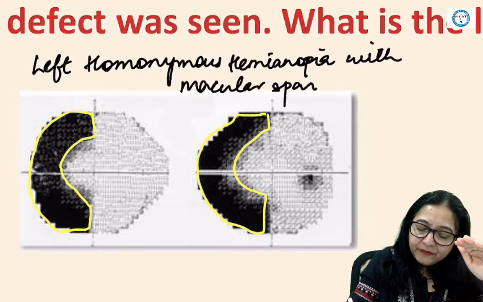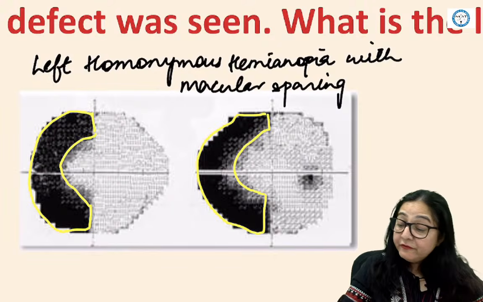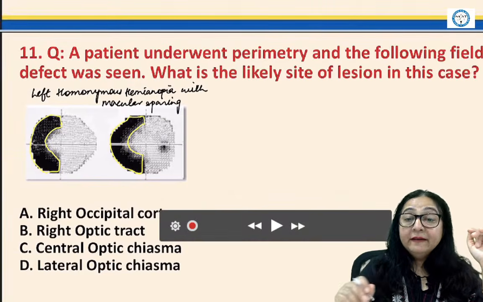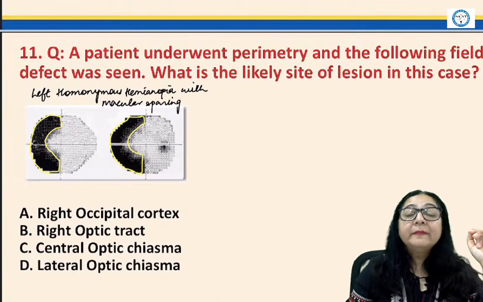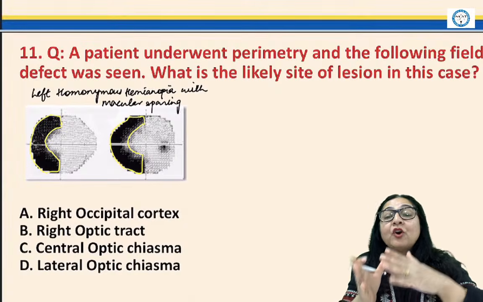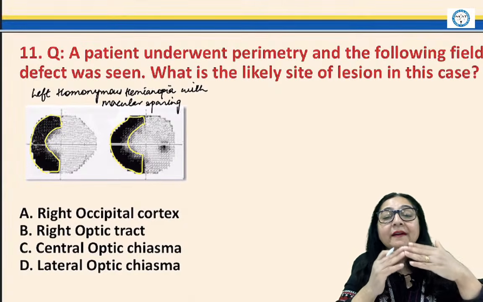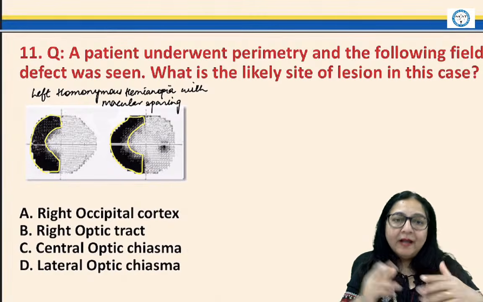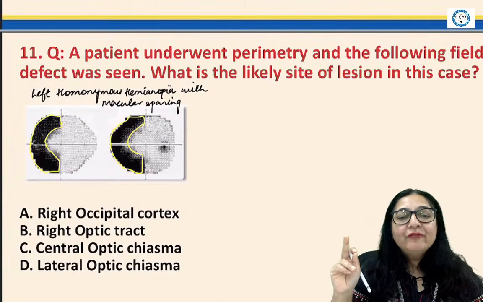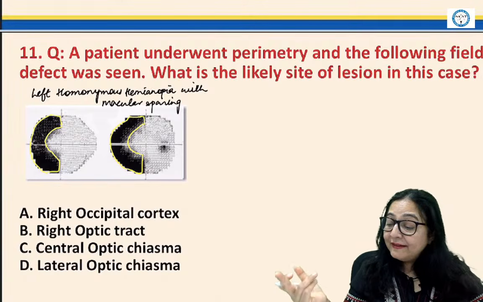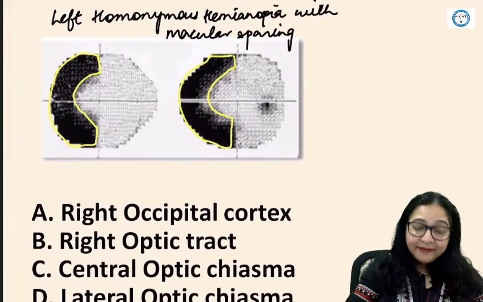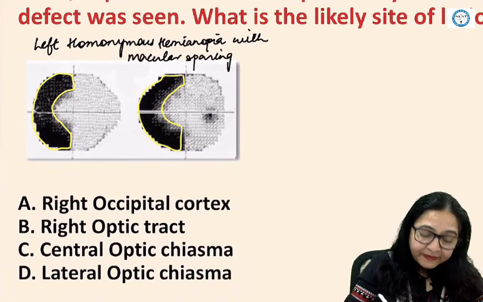Okay? Agree with me, beta? And this type of the visual field defect is seen in the cases of occipital cortex. When there is macular sparing, that is seen in the cases of occipital cortex. And the site of the lesion is always contralateral to the side of the field defects or hemianopia. So since it is left-sided homonymous hemianopia, the lesion is on the right side. Yeah, very nice. I told you almost each one of you will be able to give the right answer here. So it is right occipital cortex, beta.